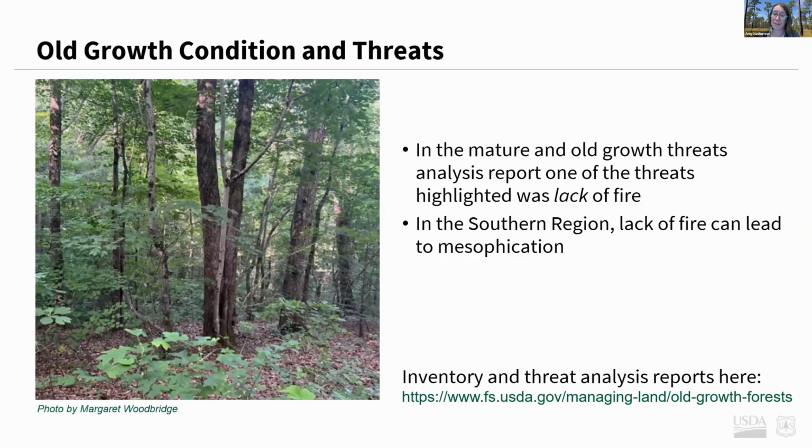We took a closer look at the inventory, and it revealed some interesting insights about old growth. I'm going to use a southern oak example, but I wanted to highlight this photograph on the left, which is a picture of an oak hickory stand taken near Asheville, North Carolina. Many of the larger trees are chestnut oak, and then the majority of the mid-story is made up of red maple, which is a shade-tolerant hardwood species.